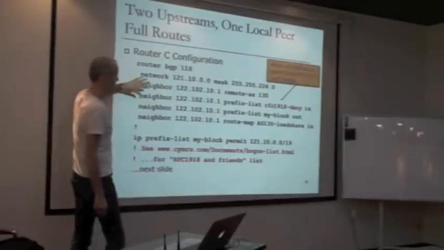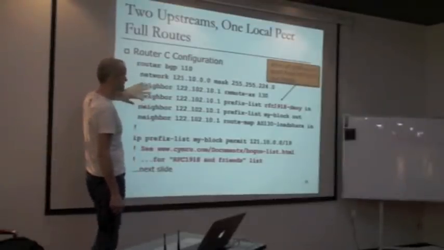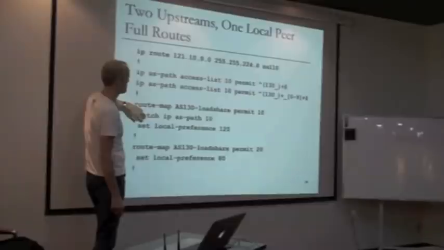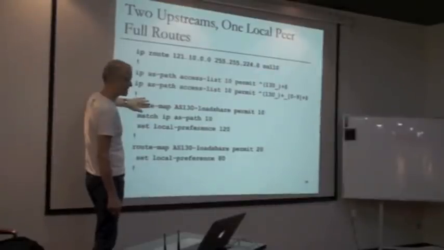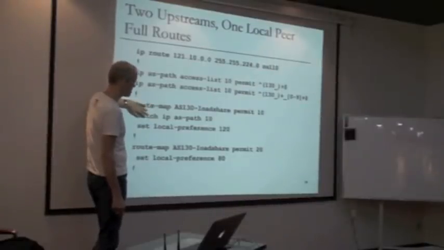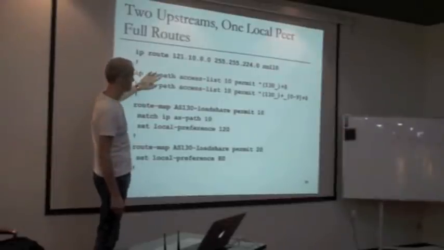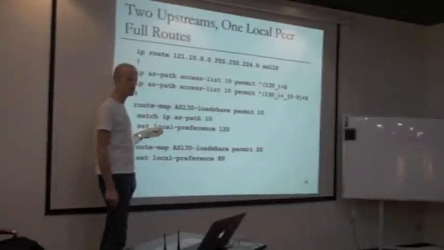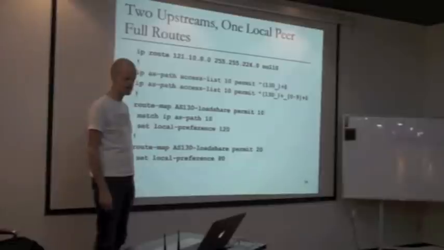Allow all prefixes, right, so I've done this. Allow prefixes apart from RFC 1918. Route map AS130 load share in. So I'm going to use the whiteboard. So this route map is here. Match IP AS path 10, so we've got this AS path filter list here. Anything that matches this filter we set to what? Local pref 120. If it doesn't, we set to 80.